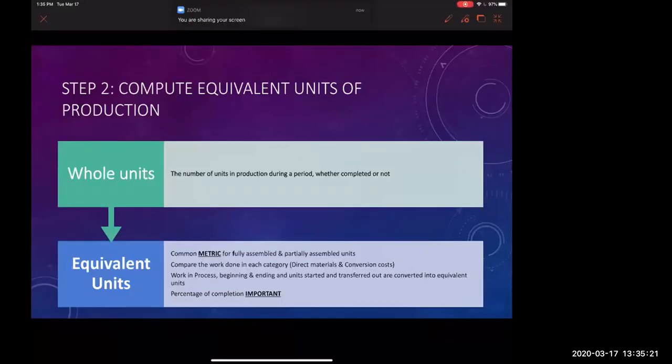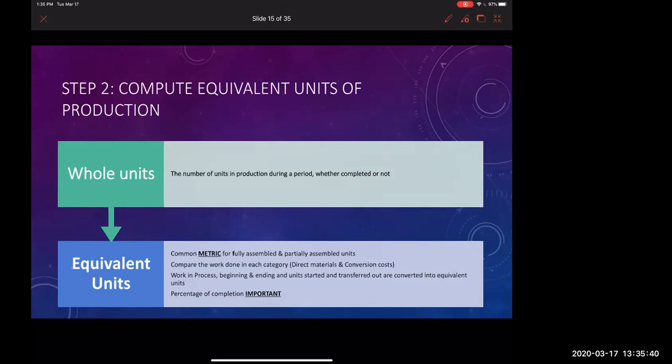And now again, we're going to start on step two of the process. Step two is to compute the equivalent units of production. Before we can go into that, let's talk about whole units versus equivalent units. I like to think of whole units as the number of units in production during a period, whether completed or not.